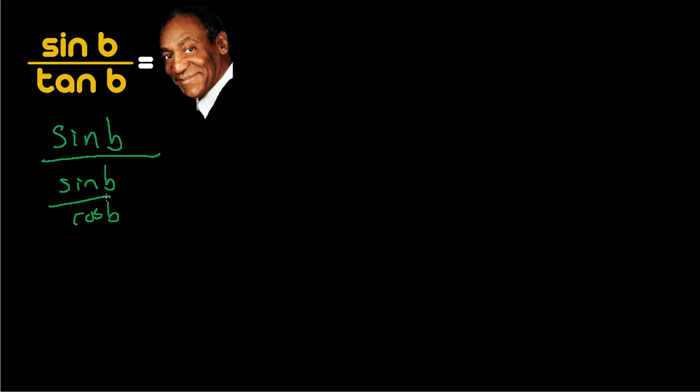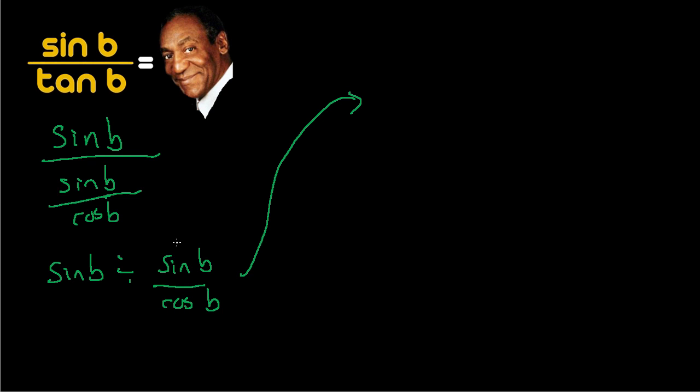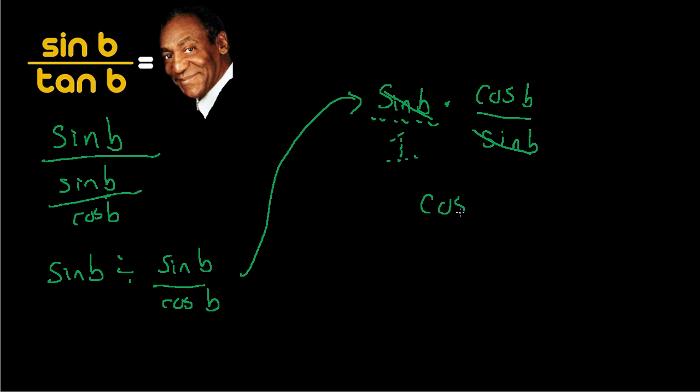This is a complex fraction, so sometimes complex fractions are better written as the grade school version, sine b divided by sine b over cosine b. If I do the division by flipping the second fraction, I get sine b times cosine b over sine b. And now that I've got sine b times a fraction with sine b in the denominator, I can make them both into fractions, sine b over 1, and the sine b's cancel, and I'm left with cosine b.